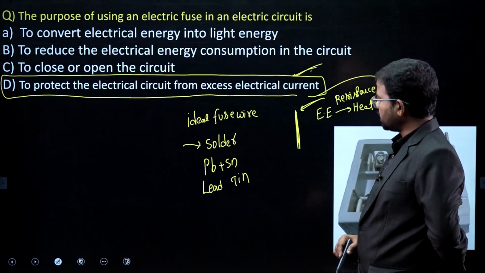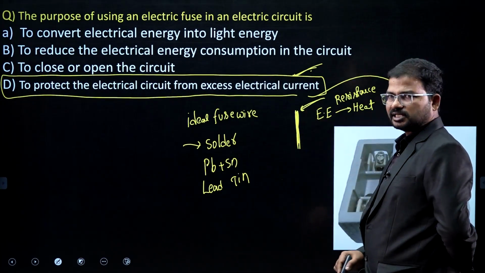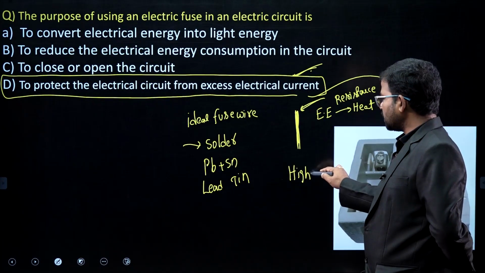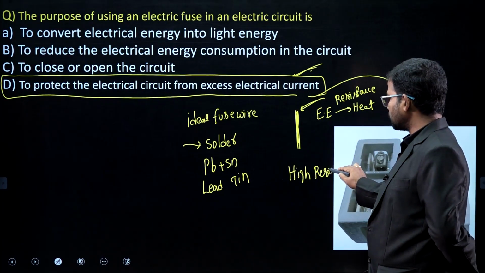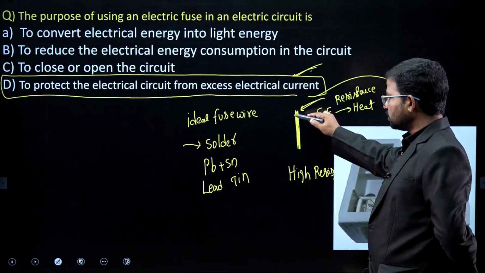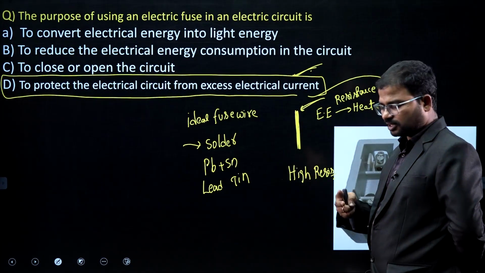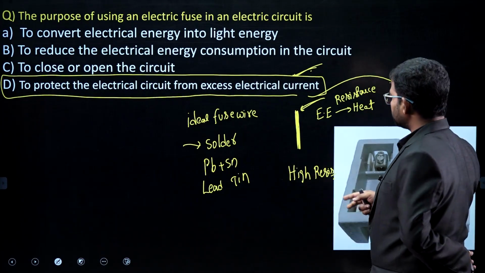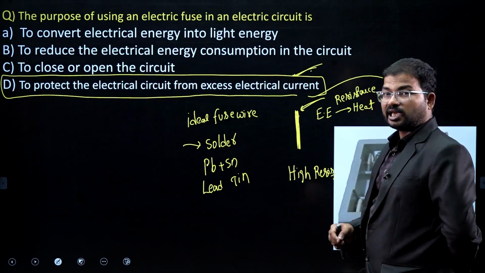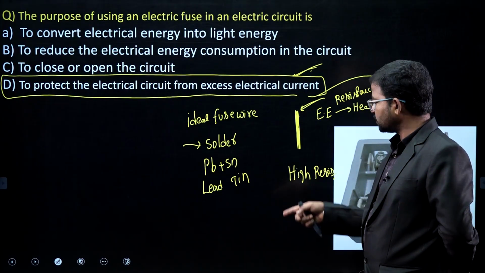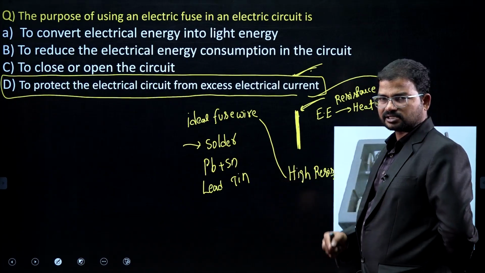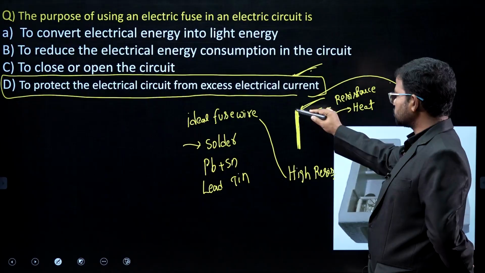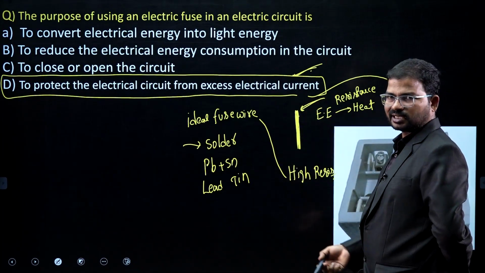Suppose the resistance is high, then this wire can easily be heated. That's why this one has high resistance. If the resistance is high, then only this material easily breaks. So for that, we have to consider an ideal fuse wire. What is the specification of an ideal fuse wire? It has high resistance. Suppose it has high resistance, then what is the advantage? It can easily be heated.